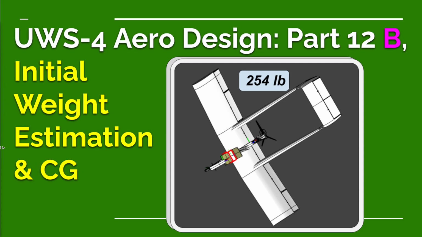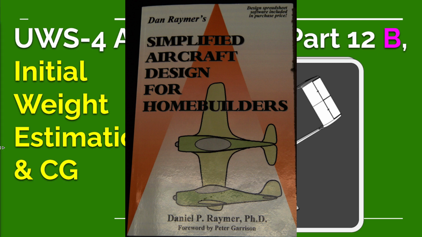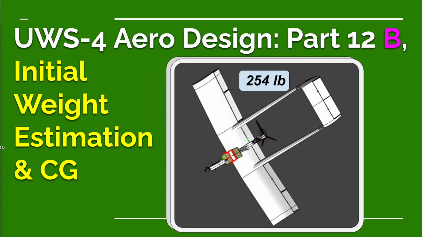In part A of the video, and I'll put a link up in the upper right hand corner to part A, we looked at the equations that we're going to use for coming up with the initial weight estimation. Now the equations we're using, we got from Dan Raymer's book, Simplified Aircraft Design for Homebuilders. And I believe Dan got that from a document from Rockwell, the Aero Commander group, who came up with a set of equations for estimating the wing weight, the tail weight, vertical and horizontal, and fuselage weight of an aluminum airplane.